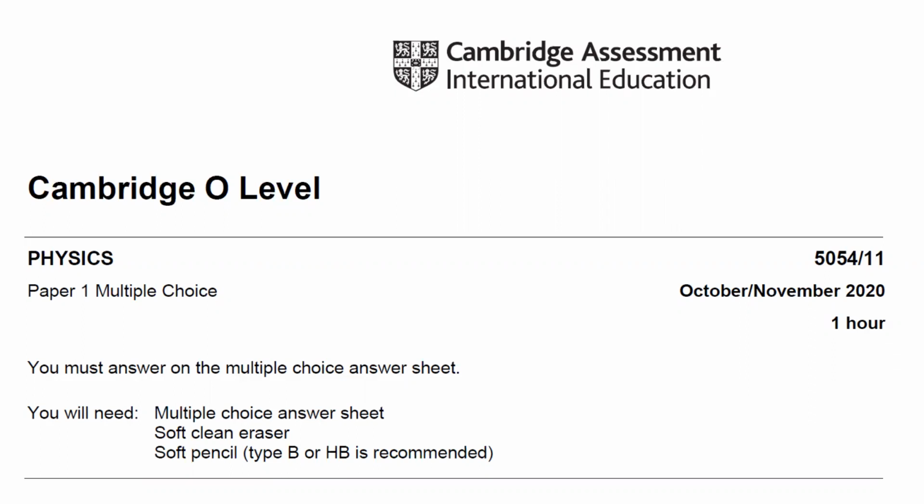Hello and welcome to Cambridge O-Level Physics paper number 1, multiple choice. This is the October-November 2020 paper. The code for this exam is 5054 and this is version number 1 of this paper. So let's start.